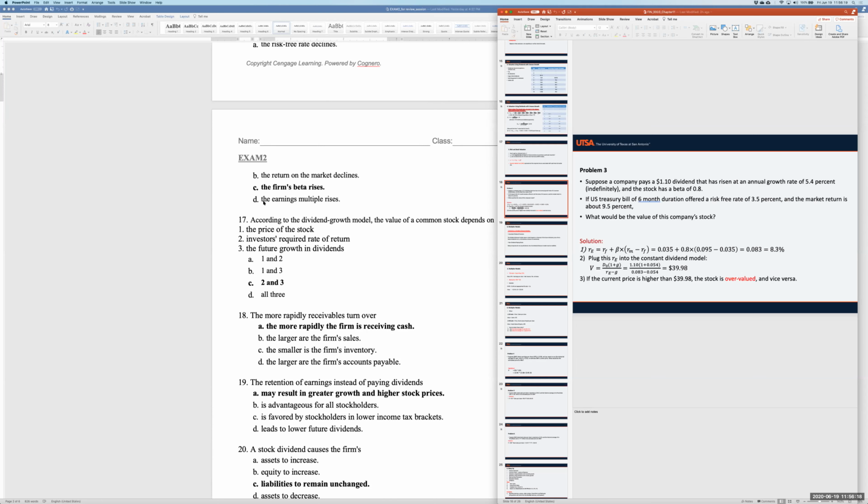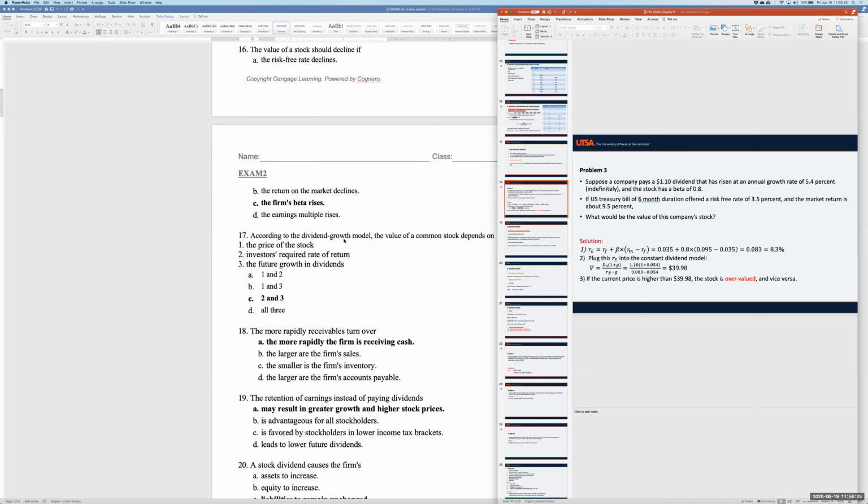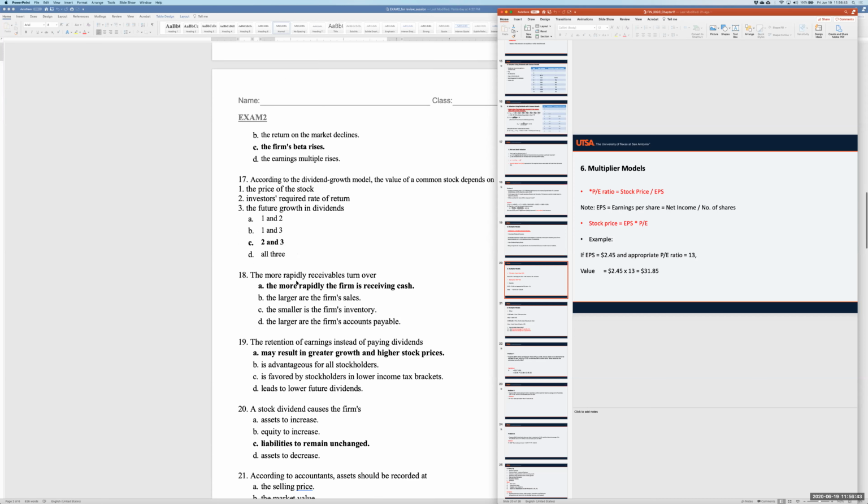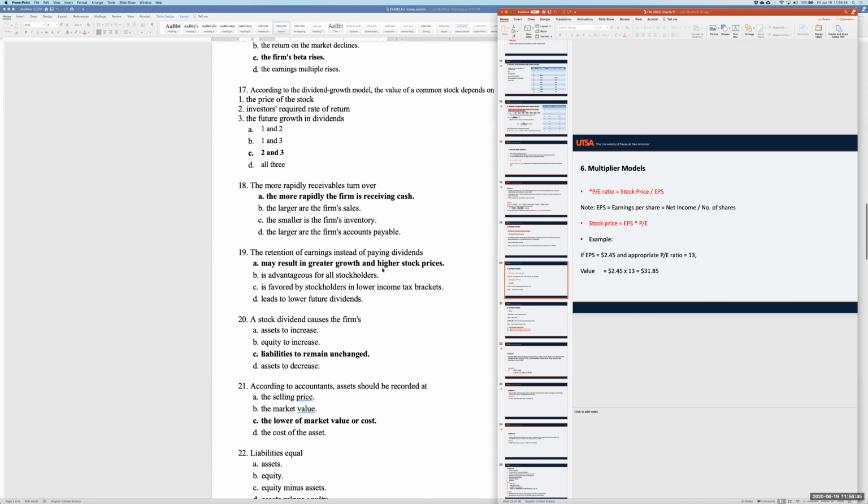Let's look at the other answers. D, the earnings multiple rises. If the multiple rises, when we go to the multiples, if the multiple rises, stock price should increase, right? Not the value of the stock should decline. It's just opposite. Okay, 17. Okay, question 17.